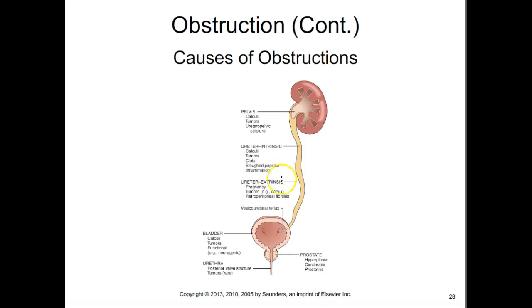Or inflammation. And some intrinsic ones like pregnancy pushing up against it, or tumors pushing up against it, retroperitoneal fibrosis, right? Vesicoureteral reflux going up through that little opening, and then some bladder calculi, tumors, or functional causes like neurogenic, if you have damage to the nerve that causes contraction of the bladder. Right, prostatic hyperplasia, or carcinoma, or prostatitis, and urethra, any type of stricture or tumor, which is quite rare.